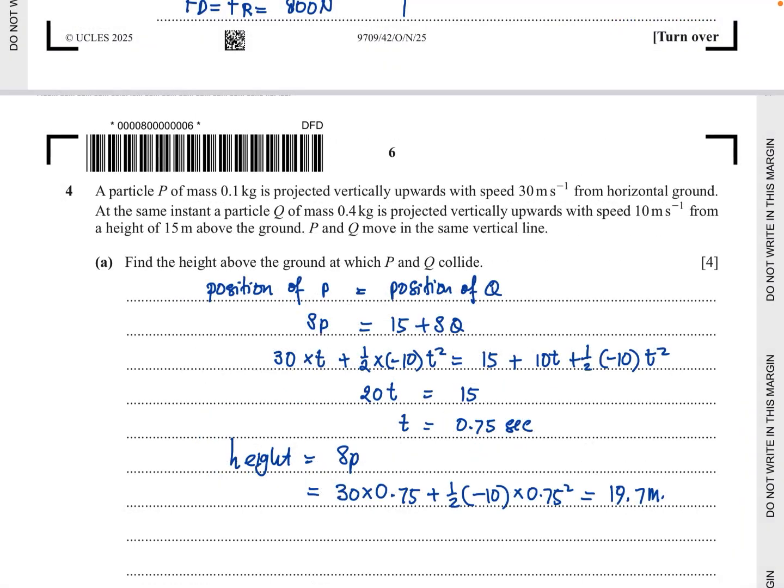Question 4. A particle P of mass 0.1 kg is projected vertically upwards with speed 30 meter per second from horizontal ground. At the same instant, a particle Q of mass 0.4 kg is projected vertically upwards with speed 10 meter per second from a height of 15 meter above the ground. P and Q move in the same vertical line. A. Find the height above the ground at which P and Q collide.